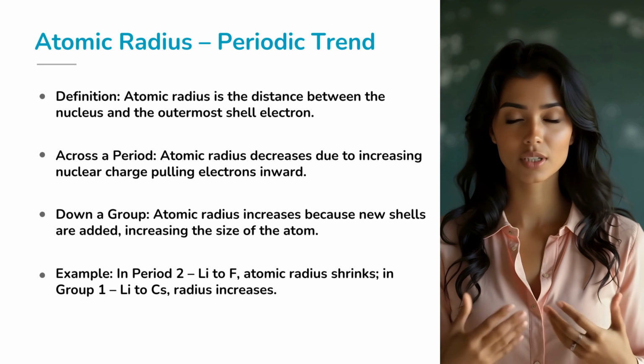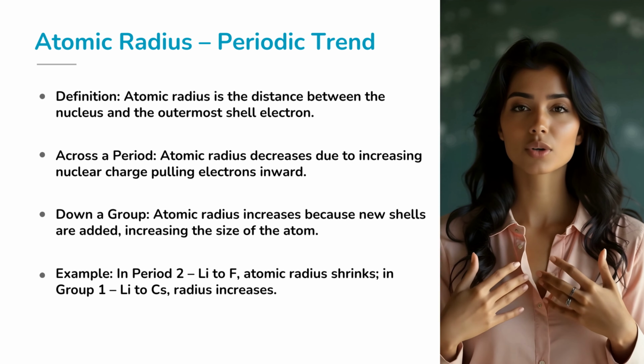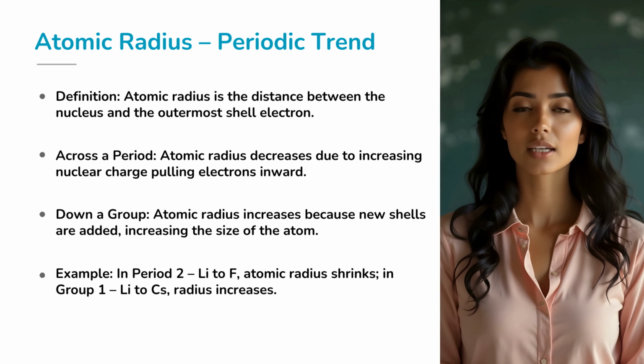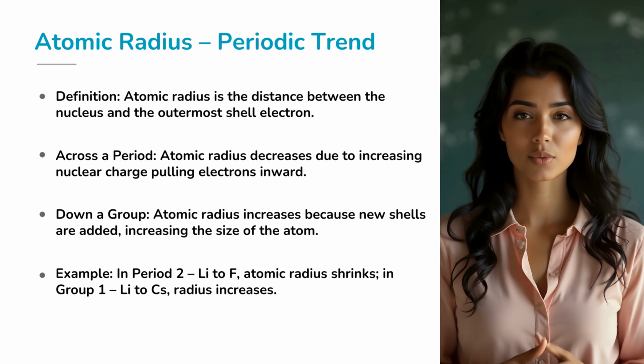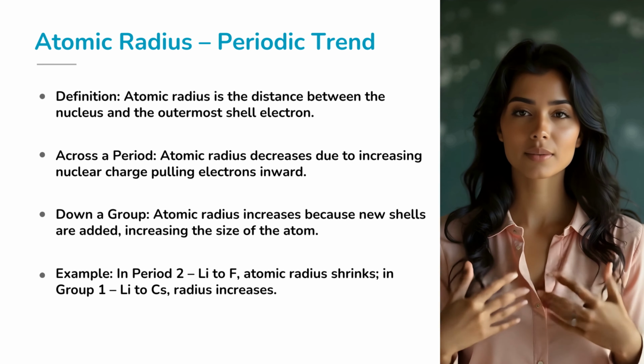Now here's how it changes. Across a period from left to right, the atomic radius decreases. Why? Because the number of protons increases, pulling electrons closer to the nucleus without adding a new shell.